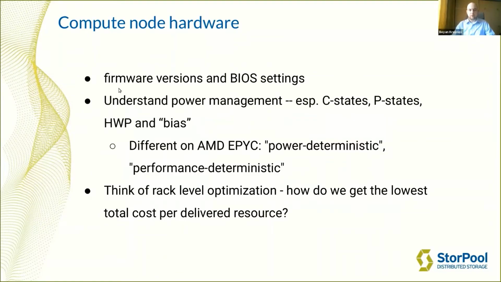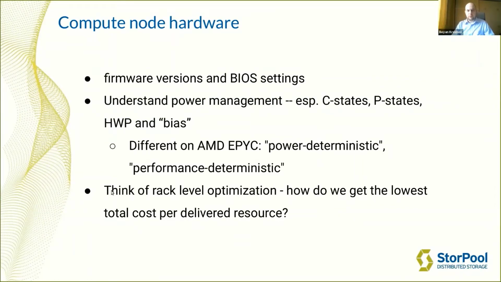Further on compute hardware, things which might affect application performance are firmware versions and BIOS settings. One thing that affects it a lot is power management settings in servers. So you need an understanding of C states and P states and hardware P states and the so-called performance bias. And it's quite different how these things work on AMD CPUs versus Intel CPUs. So they have a different way of controlling the power of the processor.